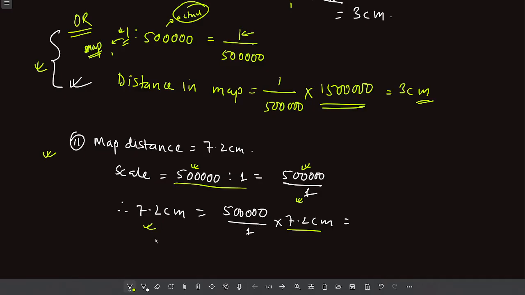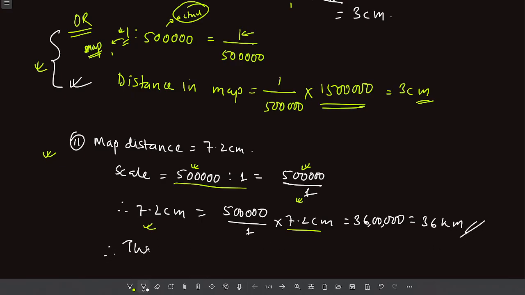Understand this either. Now its value will be how much? Can you multiply its value? 5 lakhs into 7.2. It is 3600,000. 3600,000 means 36 kilometers. It is the actual distance.